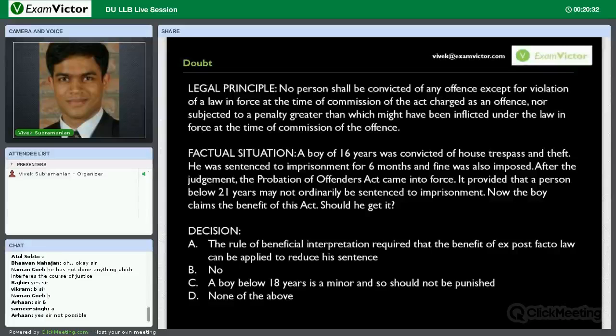And moving on to the factual situation. A boy of 16 years was convicted of house trespass and theft. He was sentenced to imprisonment for 6 months and a fine was also imposed. After the judgment, the Probation of Offenders Act came into force. It provided that a person below 21 years may not ordinarily be sentenced to imprisonment. Now the boy claims the benefit of this act. Should he get it? I'll give you half a minute. Just go through the principle and the fact, and we'll arrive at the decision subsequently.